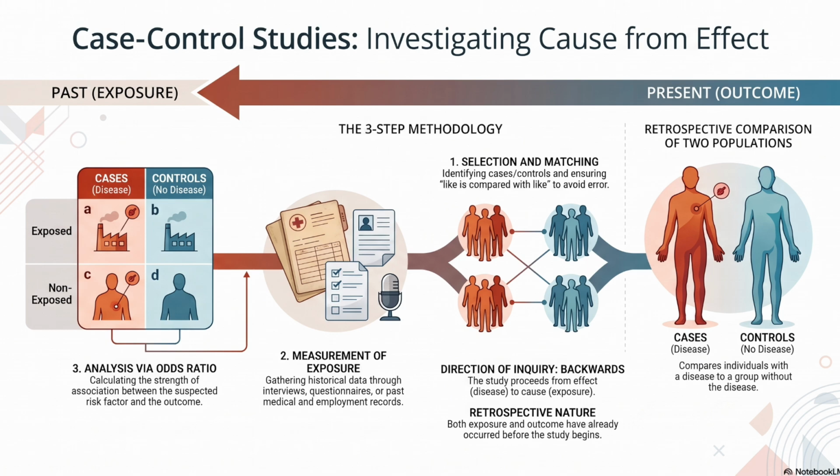Imagine that a hospital suddenly reports an unusually high number of lung cancer cases. The question is obvious. What caused it? Do we follow thousands of healthy people for the next 20 years to find out? Not necessarily. Instead, epidemiologists often work backwards. They begin with people who already have the disease and compare them with those who don't. Then they look into the past to identify possible risk factors.